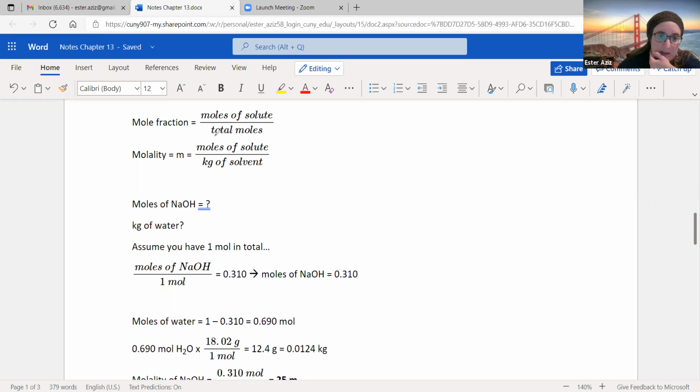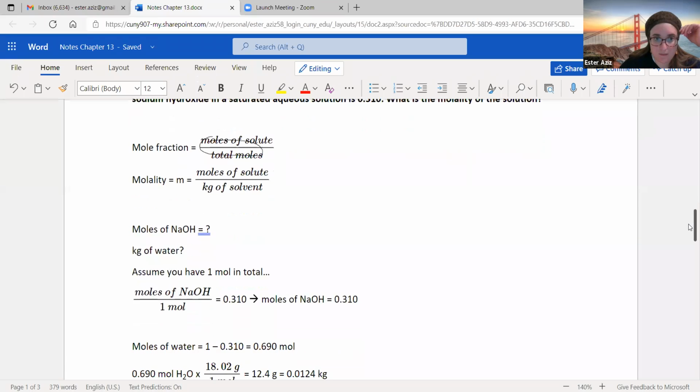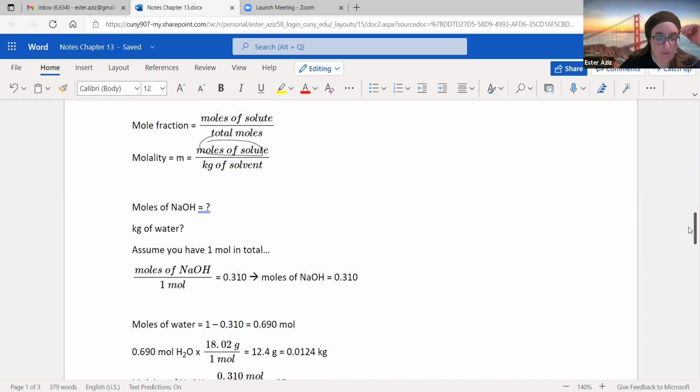Okay, so that takes care of the top part of our molality. Now we need to find the kilograms of solvent that we have. So how much solvent do we have there? And the solvent is water, because it's a saturated aqueous solution. So how do we find the kilograms of solvent, the kilograms of water?